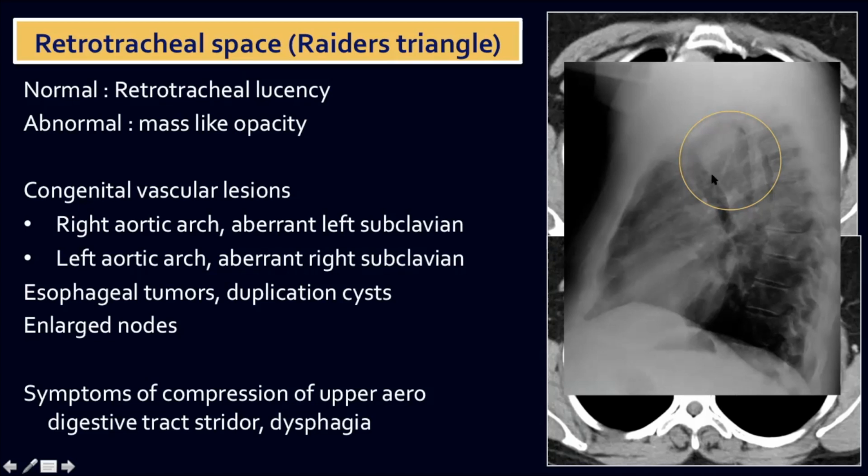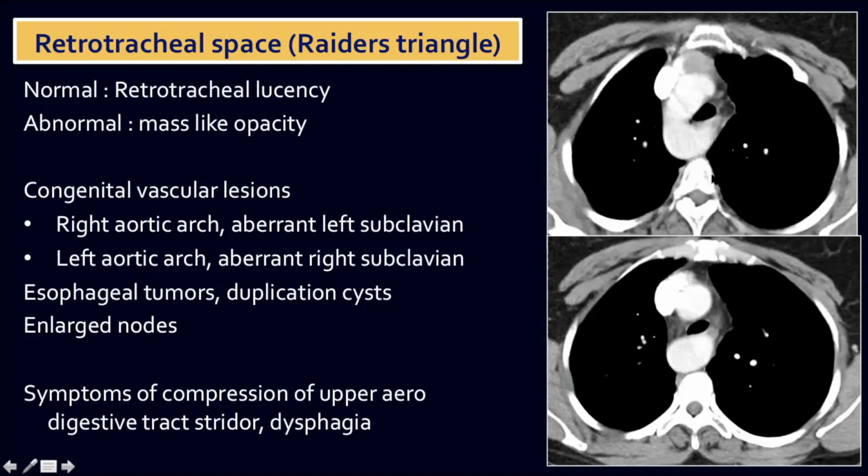Now, sometimes this is caused by congenital vascular lesions, such as a right aortic arch with aberrant left subclavian artery, which is what was present in this case. And sometimes you can have a left aortic arch with aberrant right subclavian artery, sometimes esophageal tumors and duplication cysts. And as a result of the location of these masses, the patients can present with stridor and dysphagia.